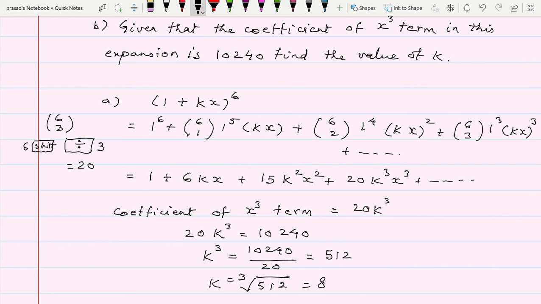So these are some of the past paper type questions on the binomial expansion. Please go through them. And in between we'll solve some more of the past paper questions. Any doubts, please ask me.